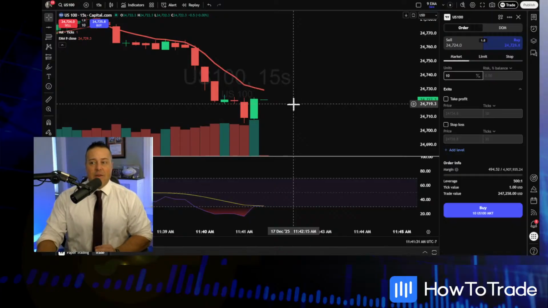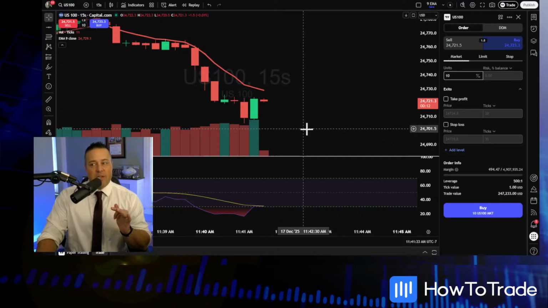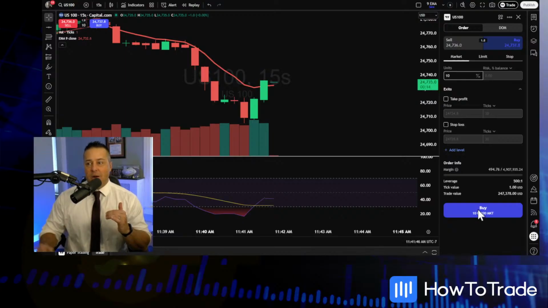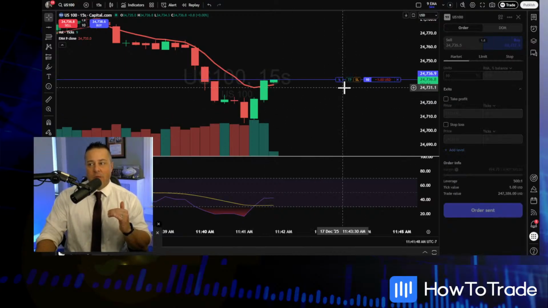The key thing that you need to remember is don't lose your patience. Be patient. So we've got a buy, we've got a market order, and we're going to send them as soon as we get a bar close above our 9 EMA. So right here, do we want to send it right there? Okay, it closed above it. Boom, we're gone. So that's going to be our trade.